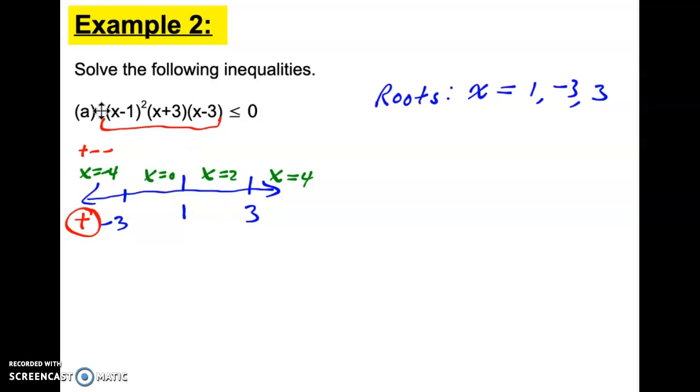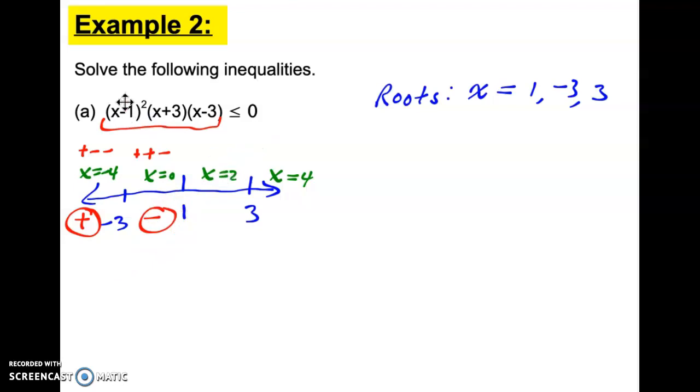If I test 0, if I put 0 into the first one and square it, I get a positive. 0 into the next bracket, I would get another positive. 0 into the third bracket, I would get a negative. Positive times negative. My overall answer would have been a negative.